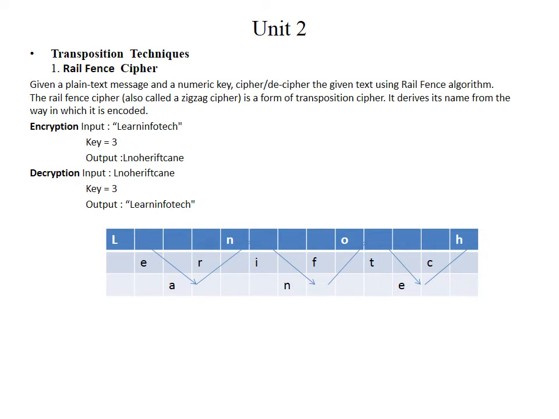And how do you convert this plain text to the ciphertext? By combining the rows. So let's combine the first row, that is L, N, O, H, E, R, I, F, T, C and then C, A, N, E. This is how we are converting this.